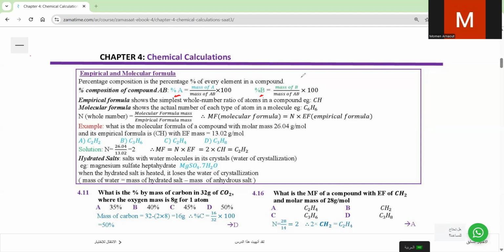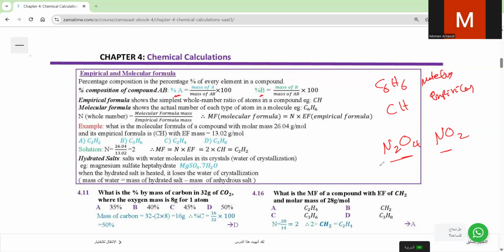Okay. Empirical and molecular formula. In this example, as you see, the molecular formula is C6H6. Can I simplify it to a smallest ratio? Yes, divided by 6, it will be CH. It is called molecular and it is called empirical. Okay, another example. N2O4 is a molecular formula. Can I simplify it? Yes. Divided by 2, it will be NO2.